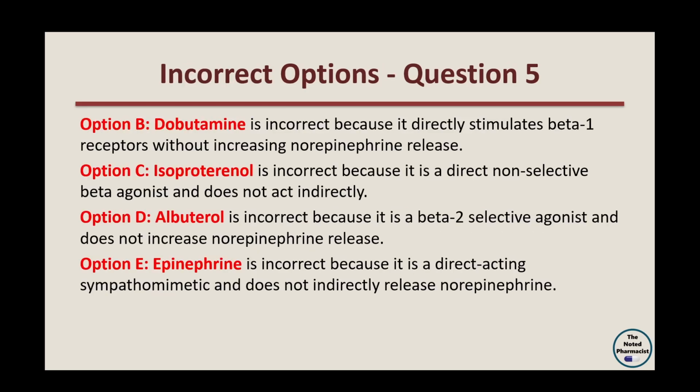Here is the explanation for the incorrect options. Option B, dobutamine is incorrect because it directly stimulates beta-1 receptors without increasing norepinephrine release. Option C, isoproterenol is incorrect because it is a direct non-selective beta agonist and does not act indirectly. Option D, albuterol is incorrect because it is a beta-2 selective agonist and does not increase norepinephrine release. Option E, epinephrine is incorrect because it is a direct-acting sympathomimetic and does not indirectly release norepinephrine.